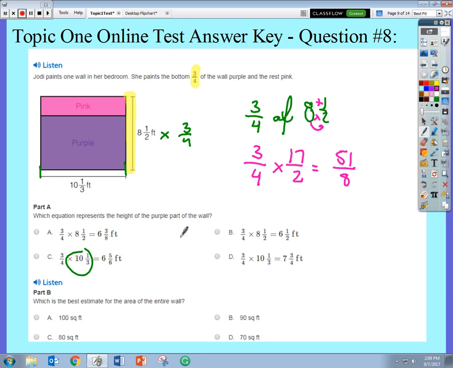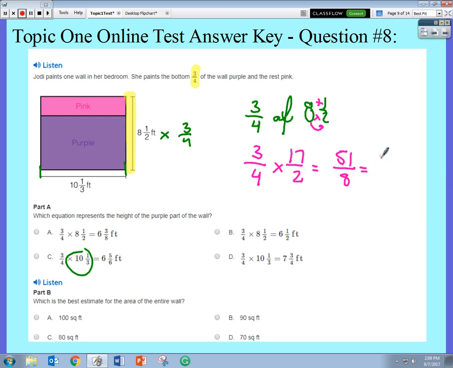Notice, neither of these are 51. They've converted it to a mixed number. 8 times what gives me close to 51? 6. I'm going to bring the denominator with me. It just keeps following me around like a lost puppy. If I have 6 groups of 8, I have 48 things.